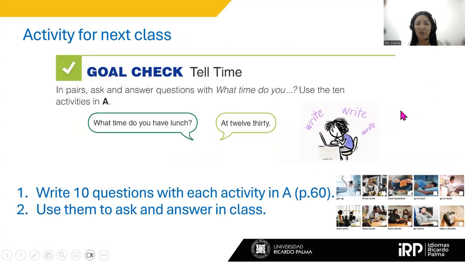This is going to be your activity for next class, my dear students. So here we have the following activity. You're going to write 10 questions with each activity in A, which is page 60. On page 60, you have 10 activities. Okay? So you're going to write a question with each one. For example, what time do you have lunch? You're going to start with this. What time do you have lunch? What else? What time do you get up? What time do you start work? Okay. Yes. So write your 10 questions and we're going to use them to ask and answer in class.